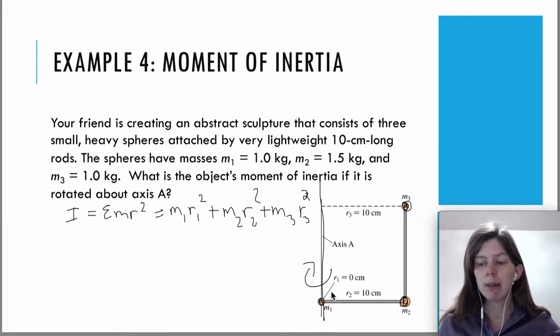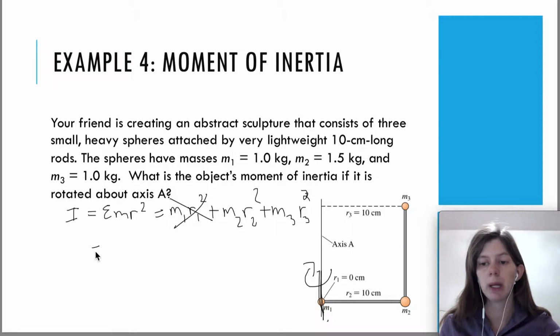The masses have been labeled on the picture m1, m2, m3, and they are given to us. What we need is the distances, and these have already been given to us as well. m1 is on the axis of rotation, so it doesn't have any distance from the axis. So r1 is 0, and we can cross out the whole term. Then r2 is the distance from the axis right here to this mass. It's 10 centimeters because that's the length of the rod. So r2 is 0.1 meters.